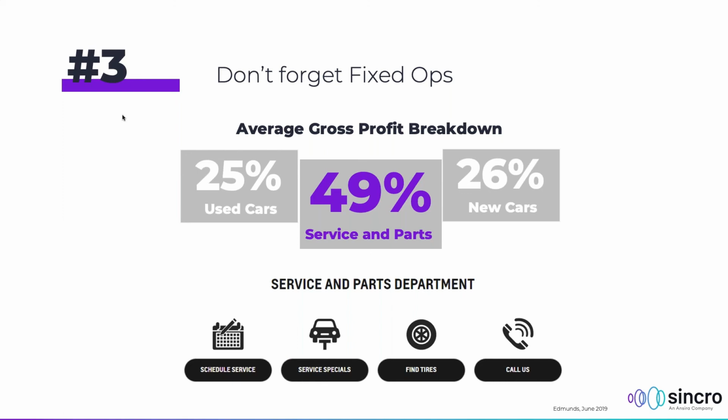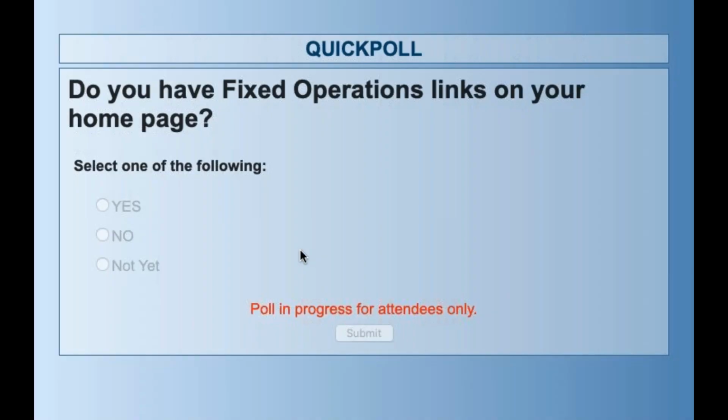So with that, I think we have a poll for you. We do. So, these are great recommendations. I want to find out, do you have these fixed operations links on your homepage? I think probably everybody's got a scheduled service, hopefully up in the header easy.